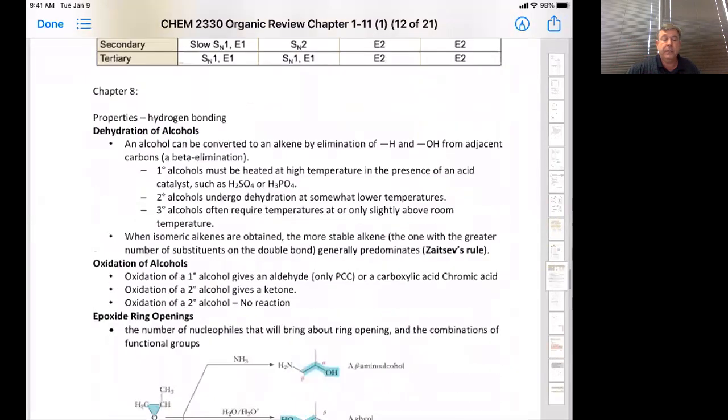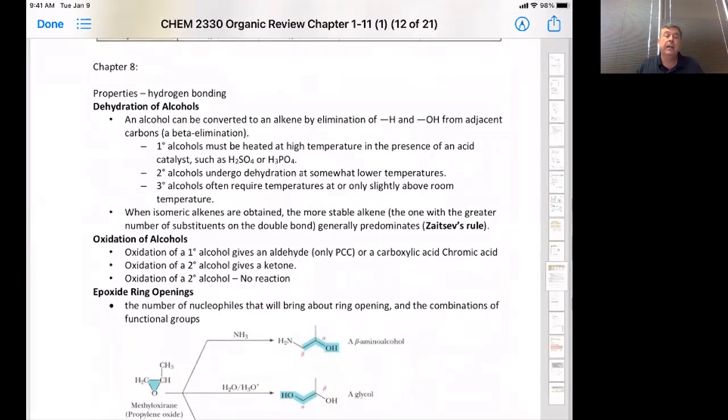Okay, that brings us up to alcohols. And what we learned about in alcohols is that hydrogen bonding is the key factor that changes their properties more than anything else. The only thing that changes more is carboxylic acids because they can hydrogen bond in more ways. So it has the highest change in properties due to that.